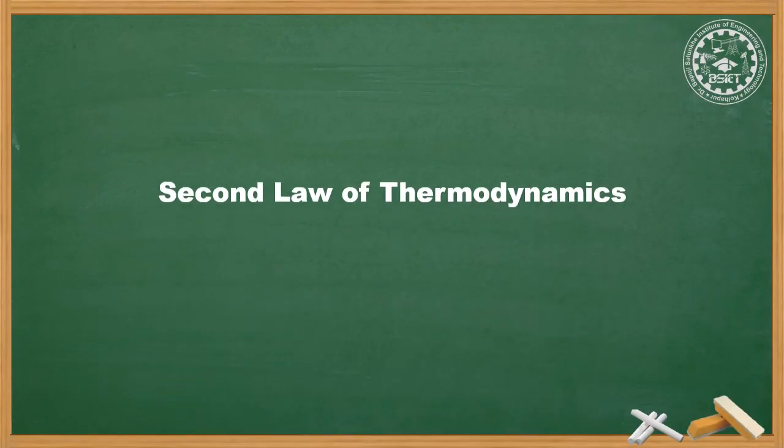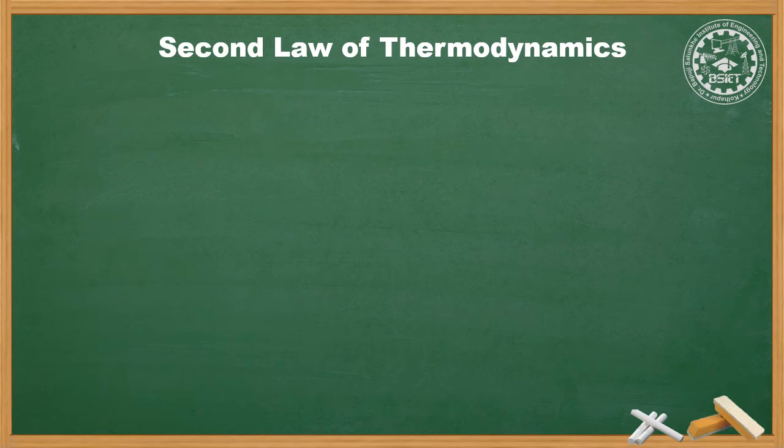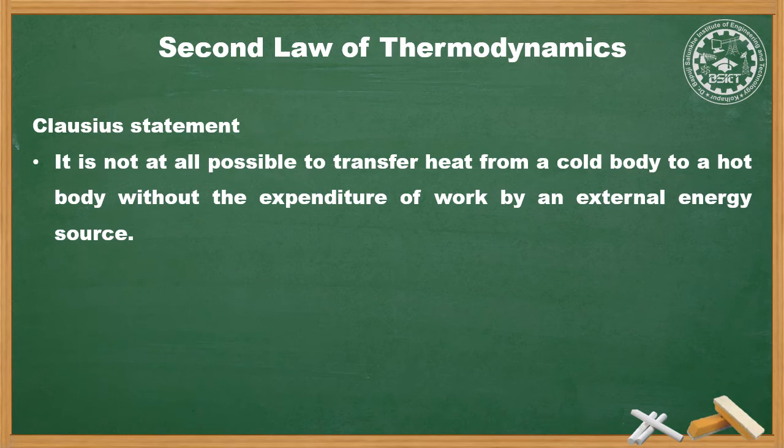The second statement is the Clausius statement. The Clausius statement says it is not at all possible to transfer heat from a cold body to a hot body without the expenditure of work by an external energy source. That is, it is impossible for heat energy to flow from a body at a lower temperature to a higher temperature without the help of external work. It is also the same as the Kelvin-Planck statement.